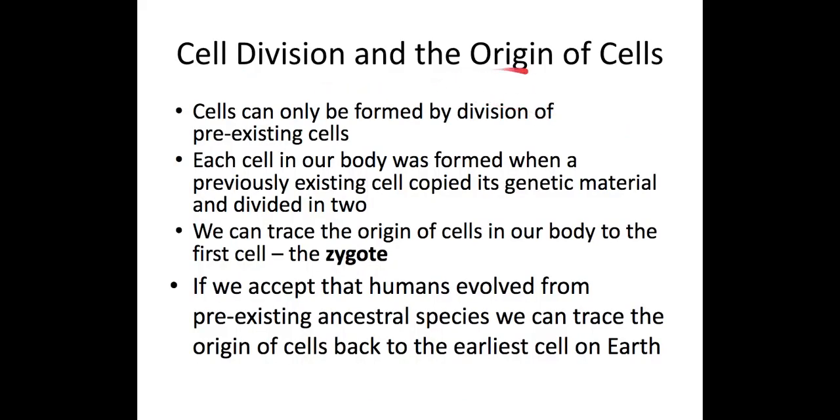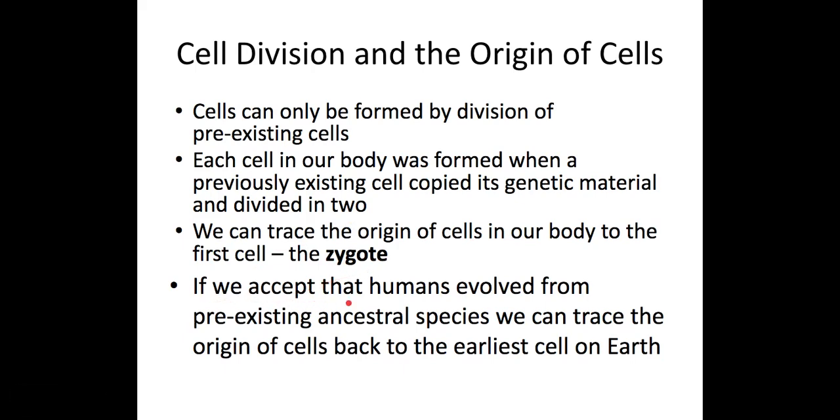Cell division and the origin of cells. So cells, as we know from the cell theory, can only be formed by the division of pre-existing cells. Each cell in our body was formed when a previously existing cell copied its genetic material and divided into two separate daughter cells. We can trace the origin of our cells to the first cell that was ever created in our body, which is the zygote.